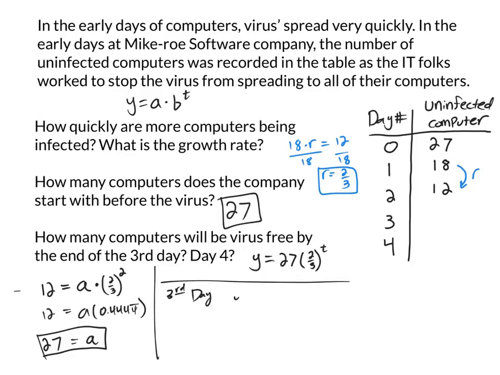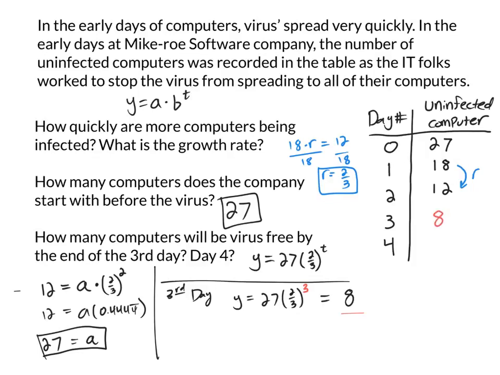So my y equals 27 times 2/3 to the power of 3. And when I put that into my calculator, I have to put parentheses around everything. So I put 27 parentheses 2 divided by 3 close parentheses to the power of 3. I recommend stopping this video and trying to see if you can get the same number that I get as well. It's really, really important that you know how to put this in the calculator. So on day 3, we get 8.